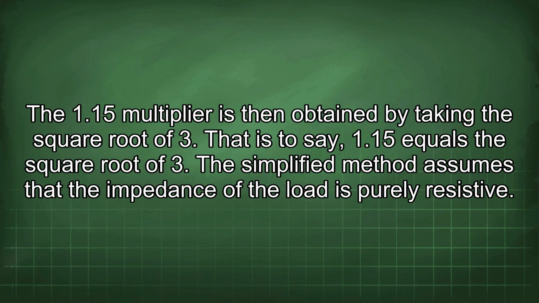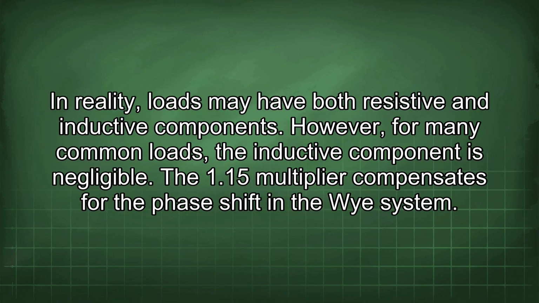The 1.15 multiplier is then obtained by taking the square root of 3. That is to say, 1.15 equals the square root of 3. The simplified method assumes that the impedance of the load is purely resistive. In reality, loads may have both resistive and inductive components. However, for many common loads, the inductive component is negligible.